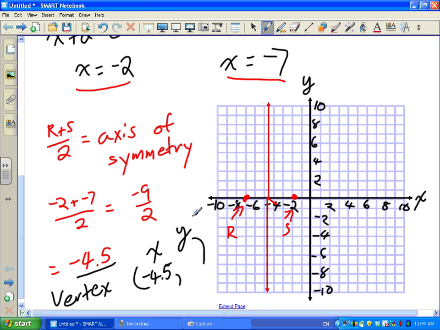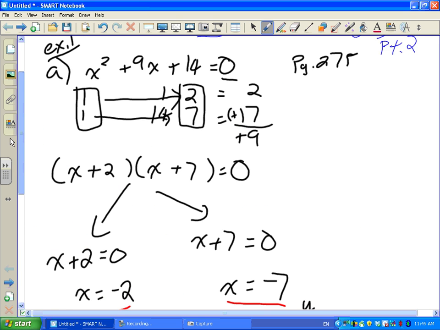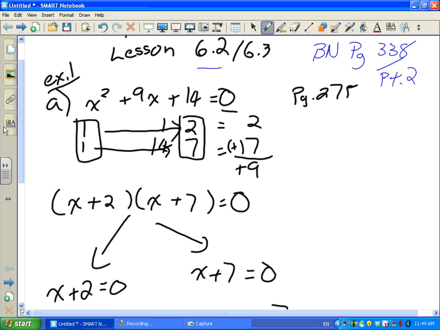Finally, I need to find my y-coordinate. So I'm going to take my -4.5 and I'm going to plug it in. Luckily, I can plug it into either our standard form or our factored form. It actually doesn't make a difference. I'm going to plug it into our factored form, because if you remember, we'll get the same number, plus and minus. So let's take a look at this.